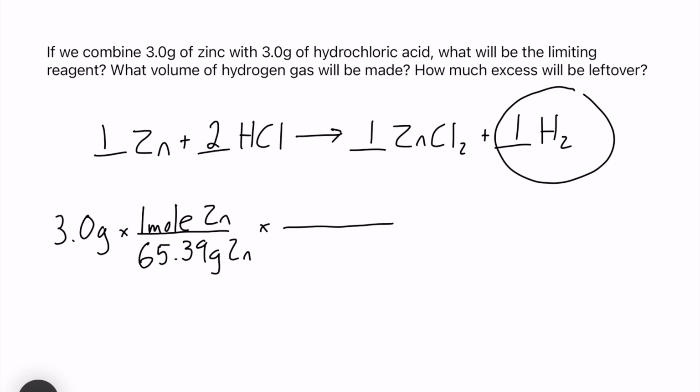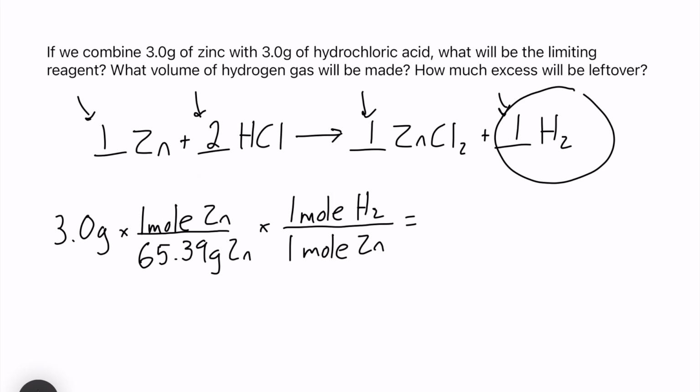Remember, when we are going from moles of one substance to moles of another, this is where we are using our balanced coefficients. So if we want moles of hydrogen, we're going to use that 1 mole of H2 from our balanced equation, and we're getting rid of moles of zinc. With this conversion here, we are figuring out the amount of moles of hydrogen being produced from 3 grams of zinc.